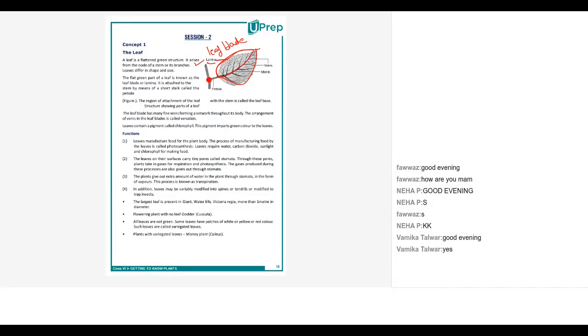Now, from the stem, from the node, there's a small stalk, right? From where the leaf originates, that is known as the petiole. Just like every flower, if you see, the flowers also have a little stalk, right? We call it the pedicel. Similarly, the leaf also has a small stalk, and we call it the petiole, right?